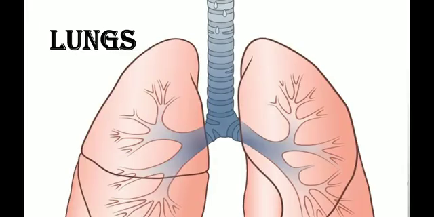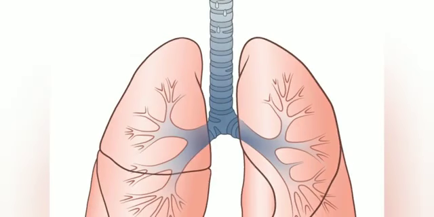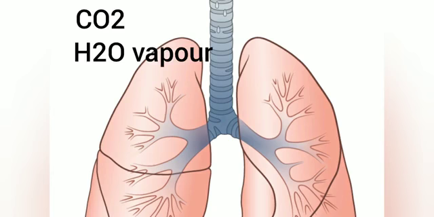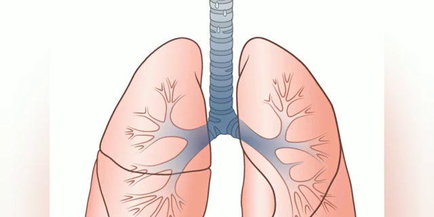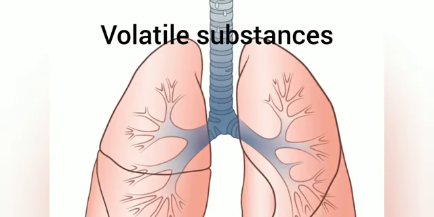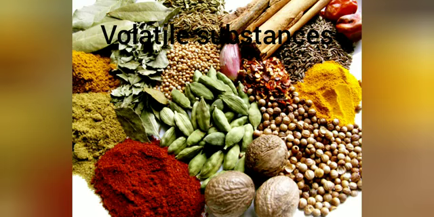Now, second organ of excretion is lungs. Lungs are actually respiratory organs, and they help in excretion also. They help in excretion of volatile substances like carbon dioxide and water vapor, which is produced during cellular respiration. They also excrete certain volatile substances present in spices and other foodstuffs.